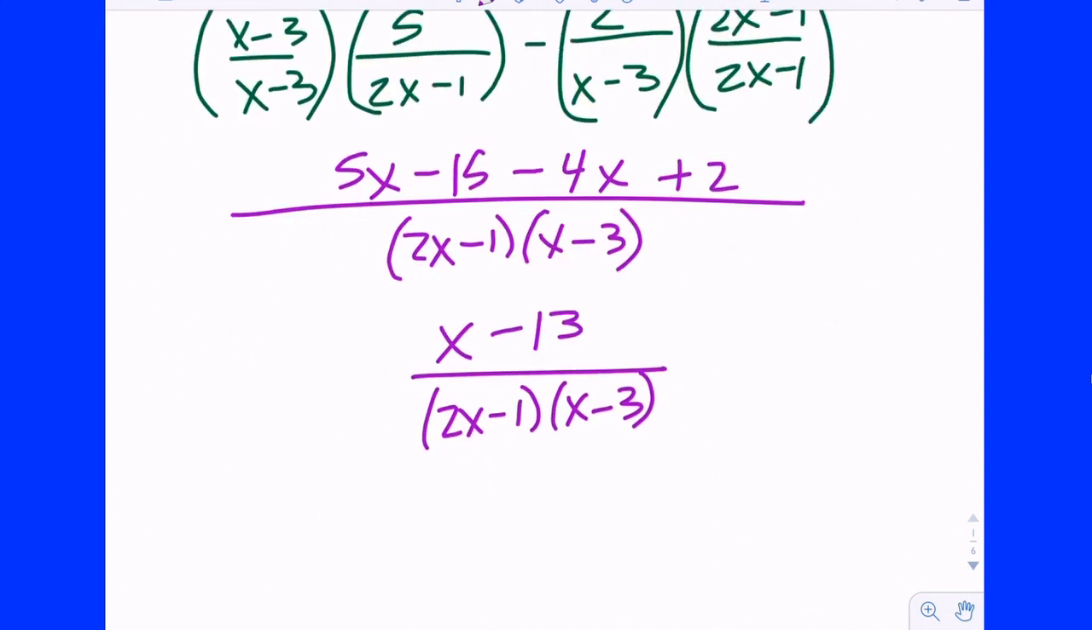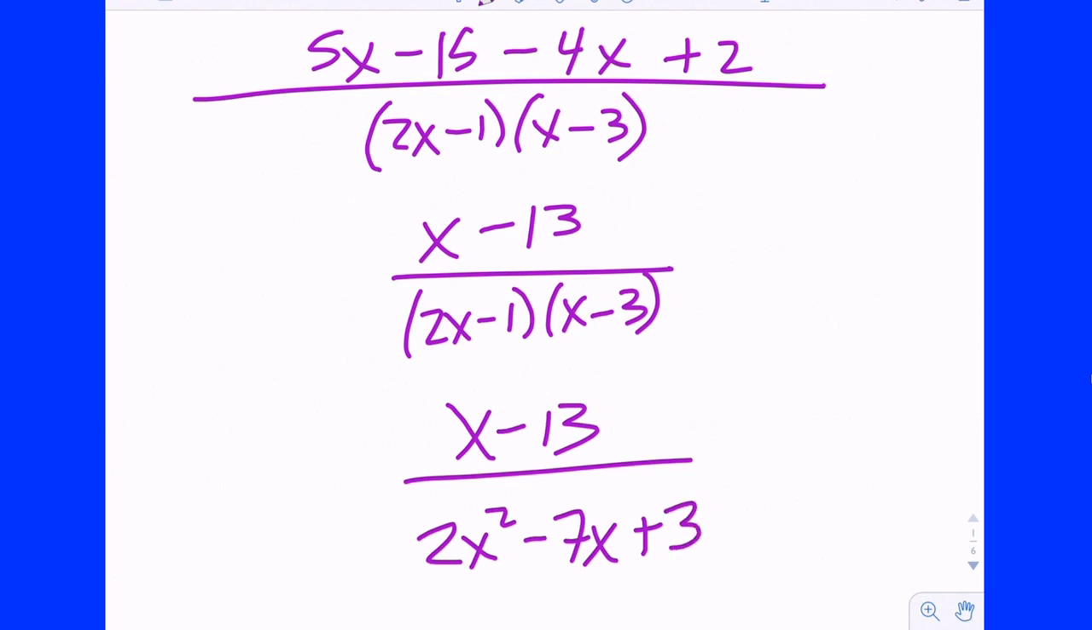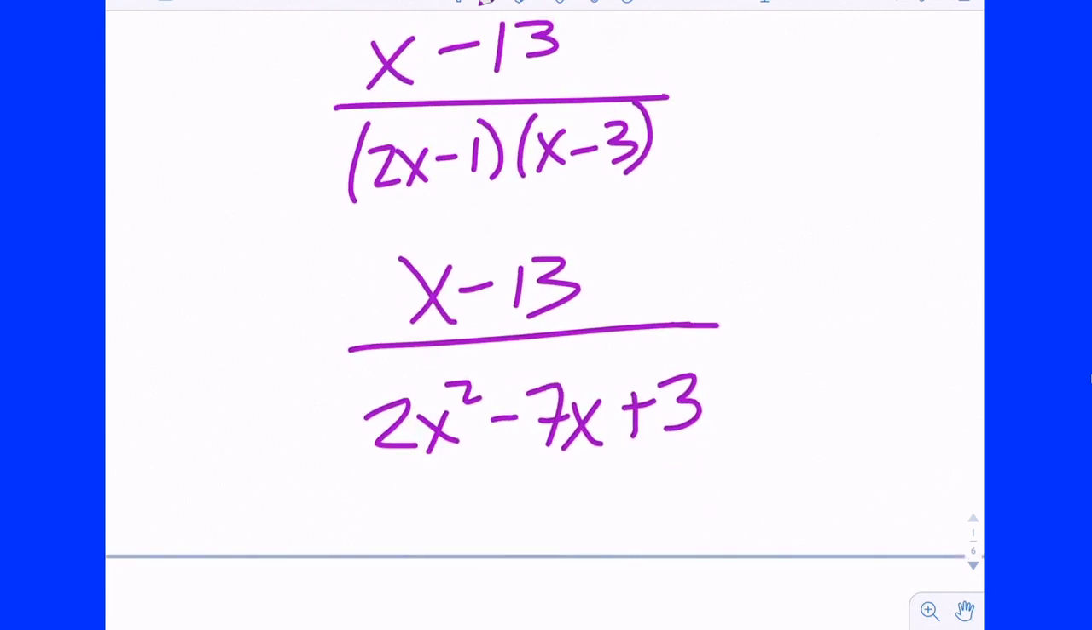Yeah. Now, if we want, we could expand the bottom as well. That would give us 2x squared. The inside's going to give us negative x. The outside gives us negative 6x, so that would be a negative 7x. And then plus 3. So that's another version of it.